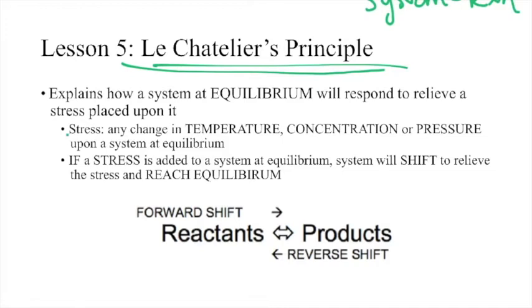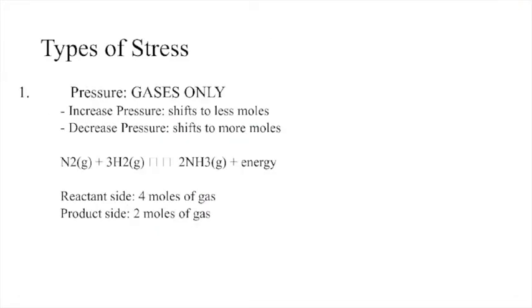So a stress is any change in temperature, concentration, or pressure upon a system, and then we're going to look at how that system will react. So what's going to happen to the products or the reactants in order for it to reach equilibrium. So remember that stresses are changes. So we're either adding or taking something away, or we're increasing or decreasing something. So the first stress we're going to look at is pressure.